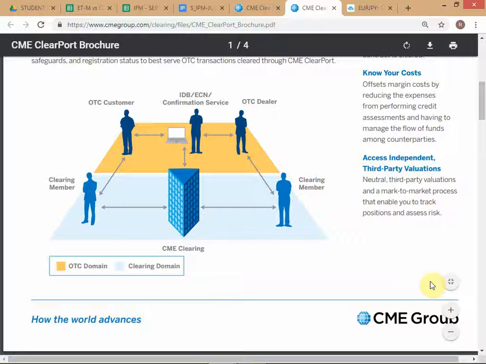Alright, so is this clear now? Mansi, your question is answered? Yes. By introducing the clearing member in this OTC market, we are trying to reduce the counterparty risk. Yes, that is the whole idea.